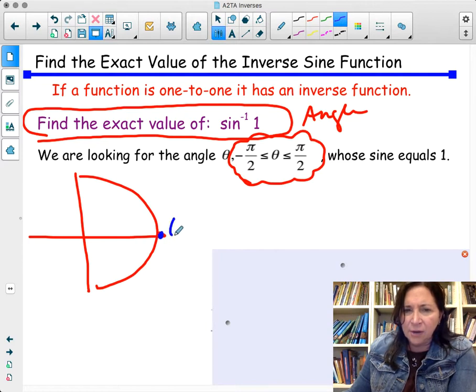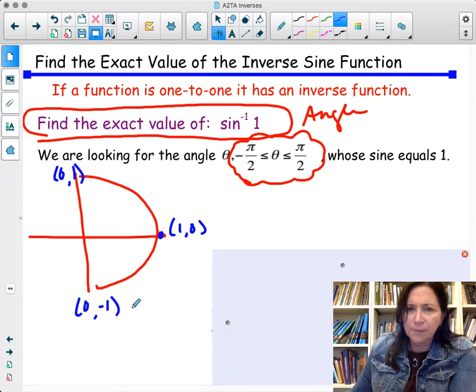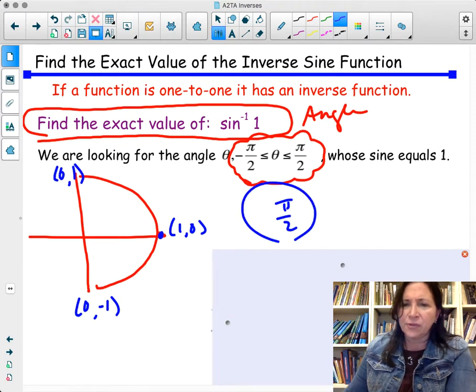Now these values here: 1, 0; 0, 1; 0, negative 1. What you're thinking is it's definitely not this one, not that one, it's 1. So where am I at? It's at pi over 2. That's where sine equals 1.